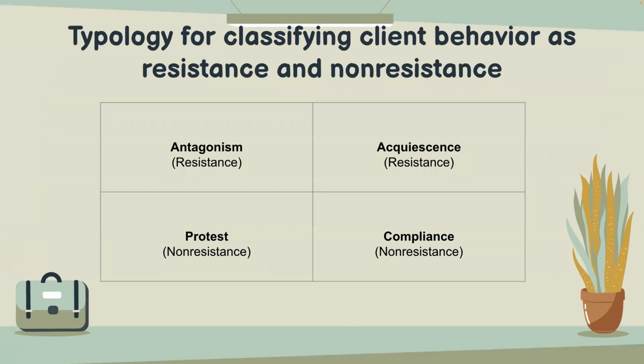This typology box talks about 4 types of resistance and non-resistance and how you can identify each one. So on the next slide, we're going to break them down and we're going to talk about each one.